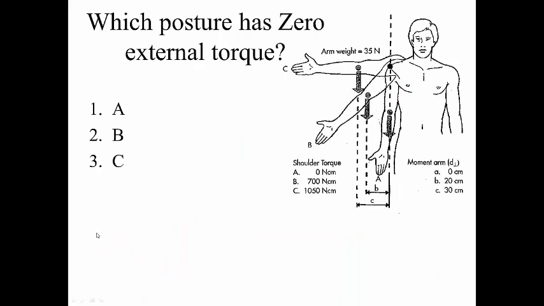Which posture has 0 external torque? That would be position A. When the moment arm is 0, the weight of the arm is 35 newtons, so 35 times 0 is 0.